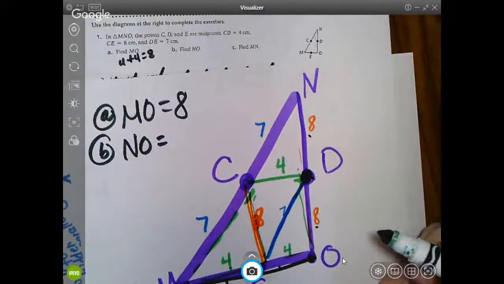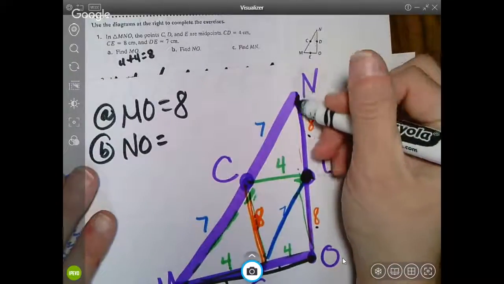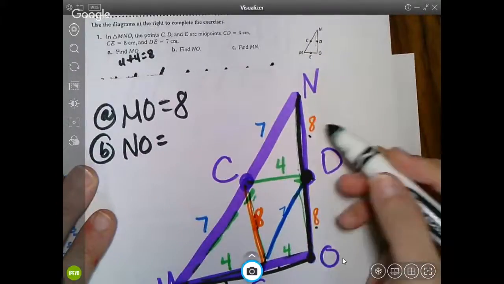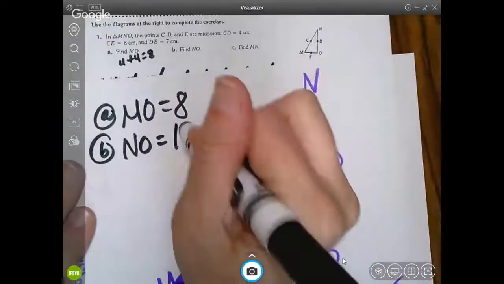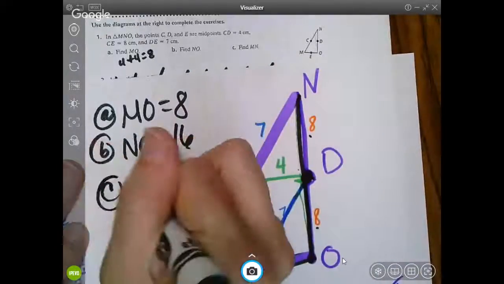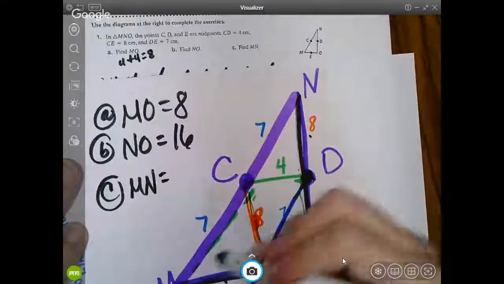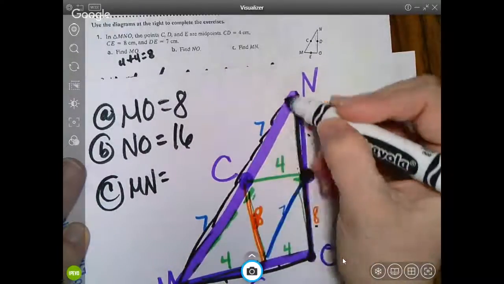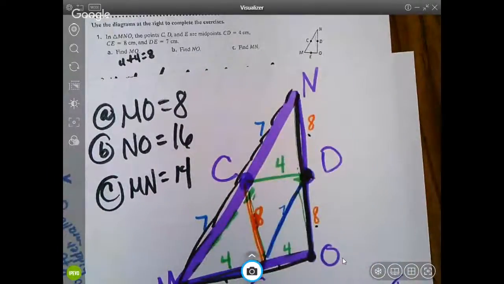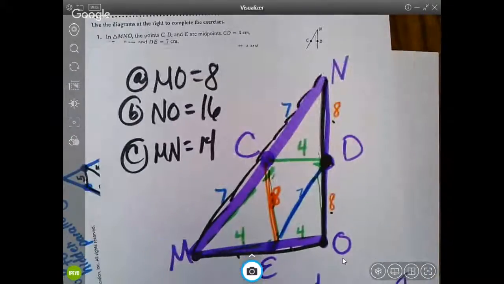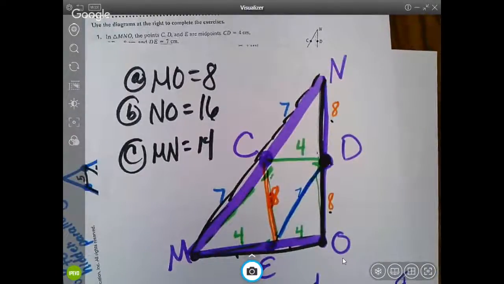Good questions. Okay, now I'm going to do NO, which is this line here. 8 plus 8 gives me 16. And then they want MN, which is this final line. 7 plus 7 is 14. So again, it's way easier if you draw your triangles first. And then after drawing the triangles, you go ahead and figure out what they're asking you.